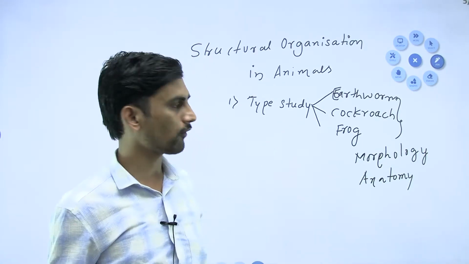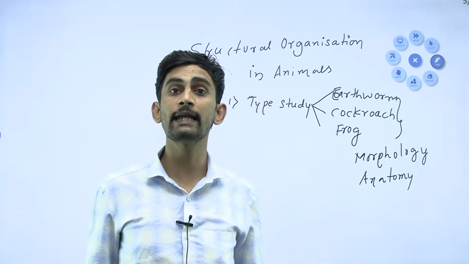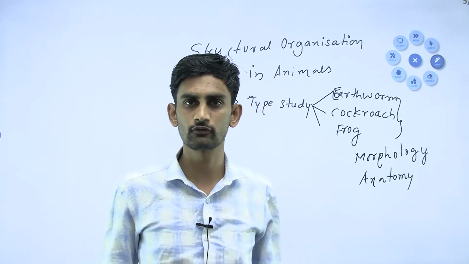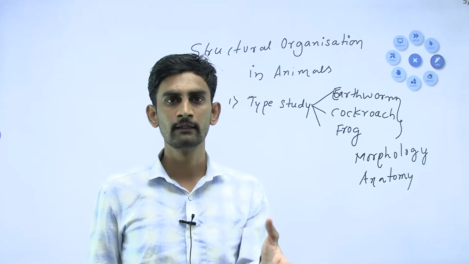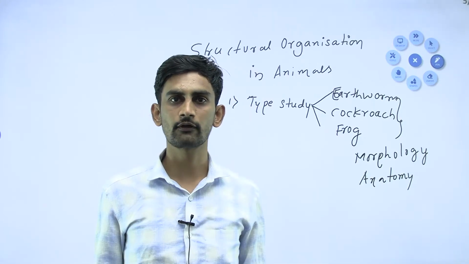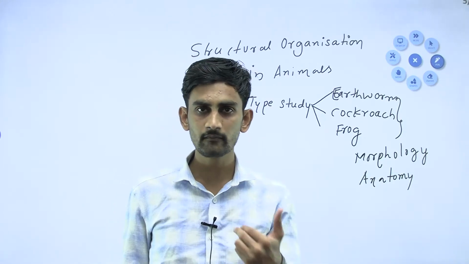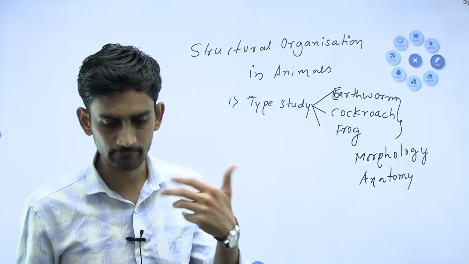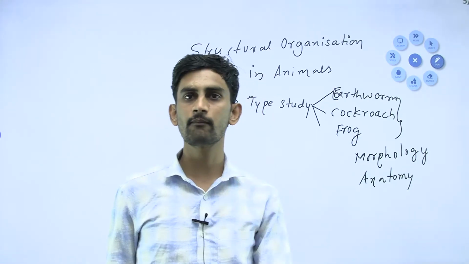Then followed by morphology. Morphology in the sense only the external appearance of an organism. So what about the animal color? What you will find as external features, like limb structure, then eyes, nose, mouth parts, and such studies come under morphology.